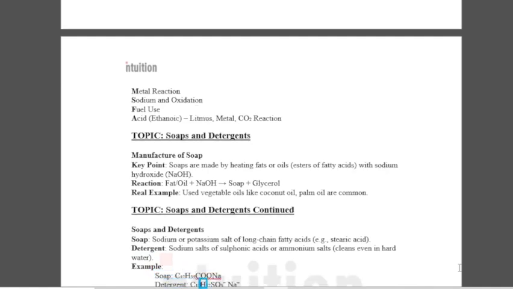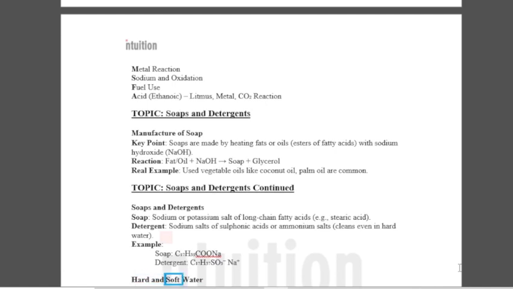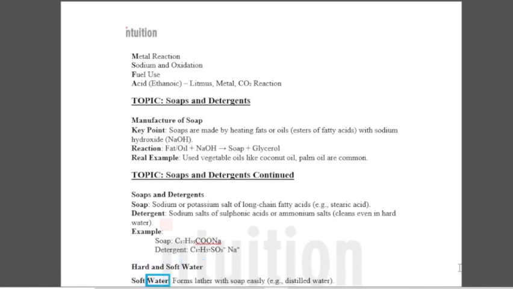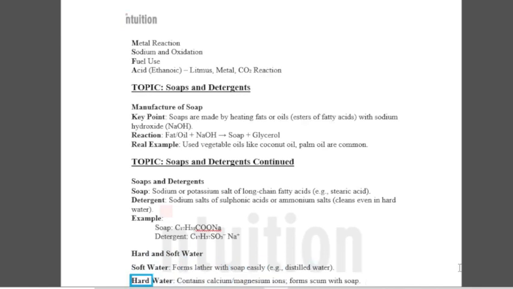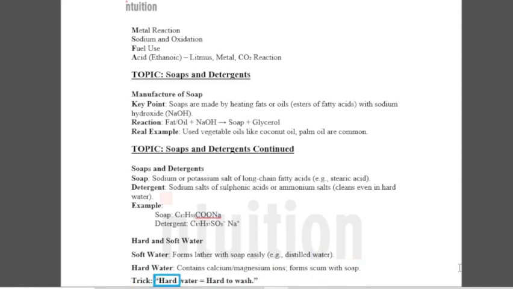Detergent example. Hard and soft water. Soft water forms lather with soap easily, e.g., distilled water. Hard water contains calcium and magnesium ions and forms scum with soap. Trick: hard water means hard to wash.